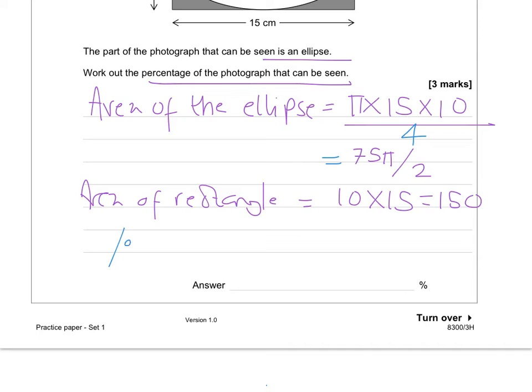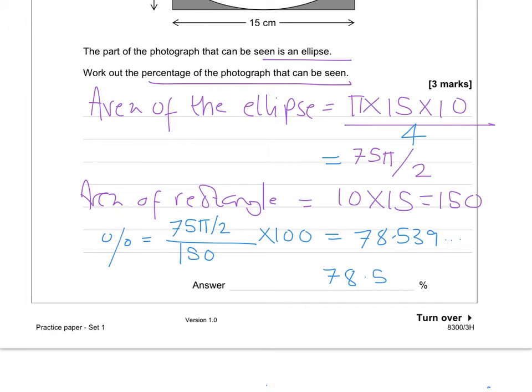Now the percentage of the rectangle covered by the ellipse is the area of the ellipse, 75 pi over 2, divided by 150 multiplied by 100, which comes to a value of 78.539... so an answer of 78.5% to 1 decimal place.